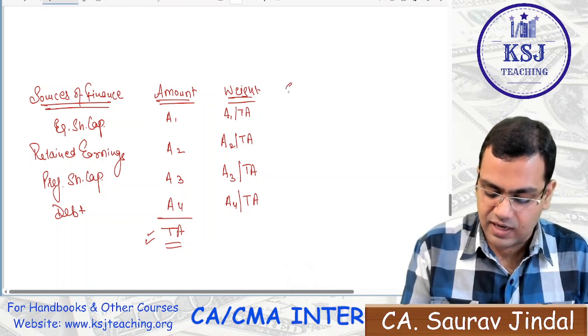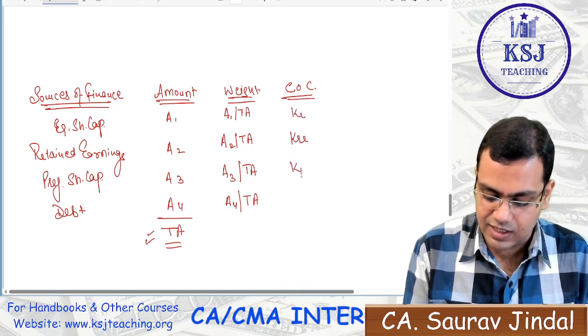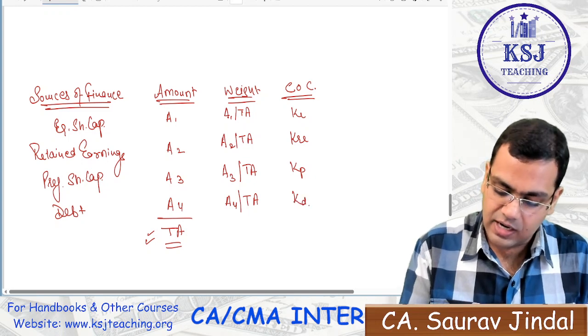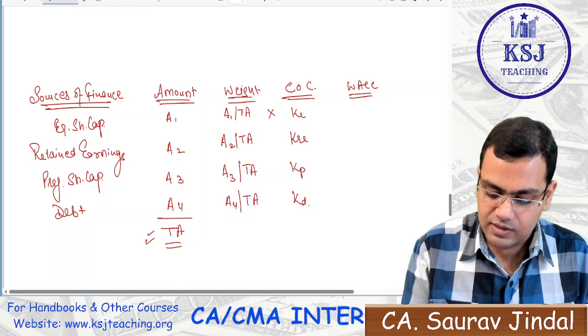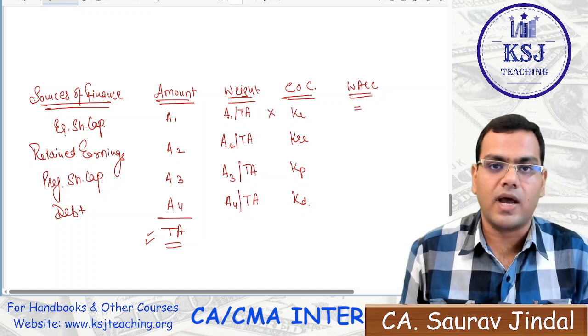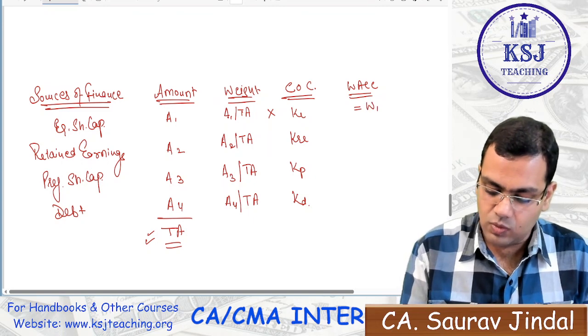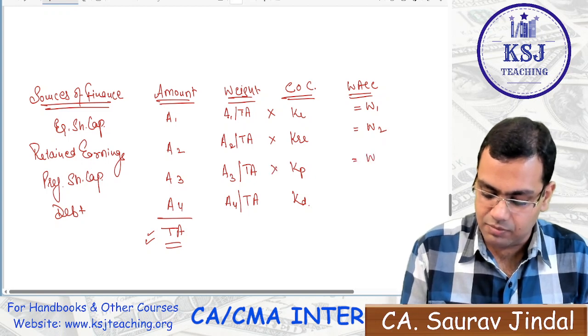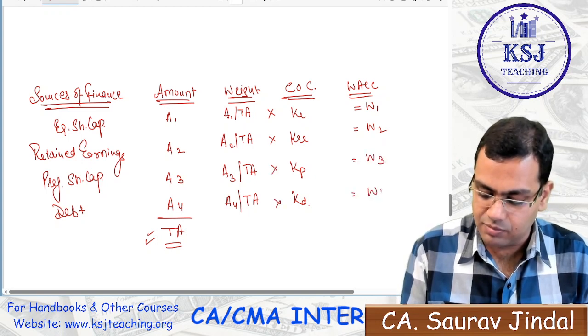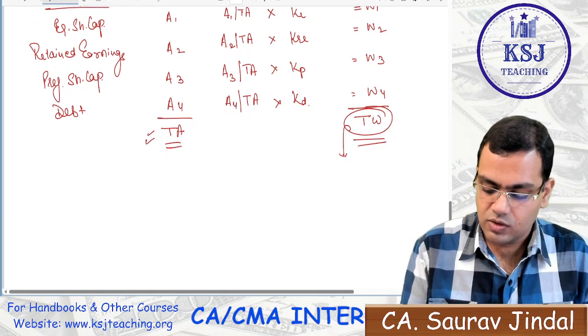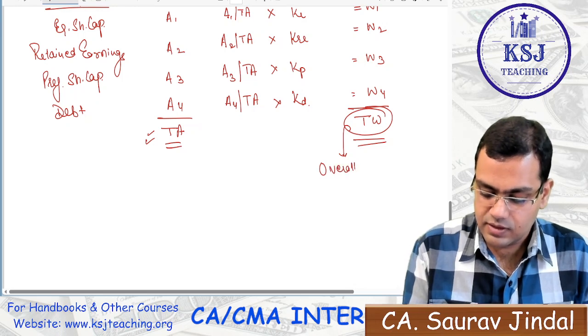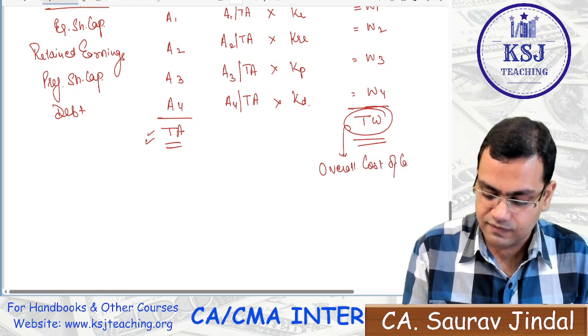Now, after that, you have calculated the cost of capital. Cost of capital is KE you have calculated, KRE you have calculated, KP you have calculated, and KD you have calculated. Now, how will you calculate the WACC? Weight multiplied by KE, let's say it is W1. The next weight multiplied by its cost will be W2, then W3, and then W4. This total, TW, is what is known as the overall cost of capital.